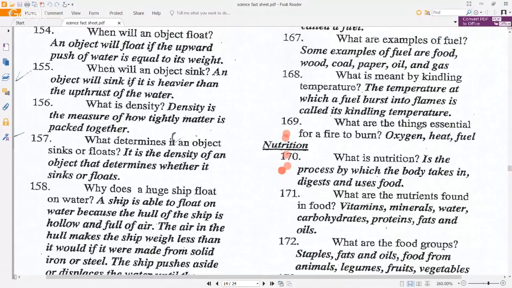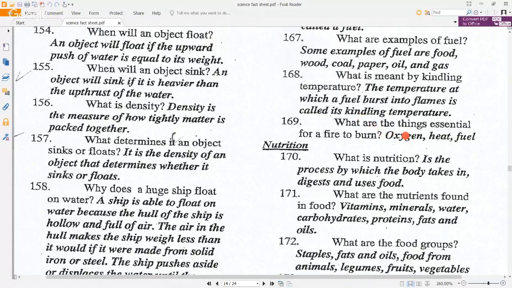168. What is meant by kindling temperature? The temperature at which a fuel bursts into flames is called its kindling temperature. So there is a point at which gasoline will just erupt into flames. Okay, that point is the kindling temperature.